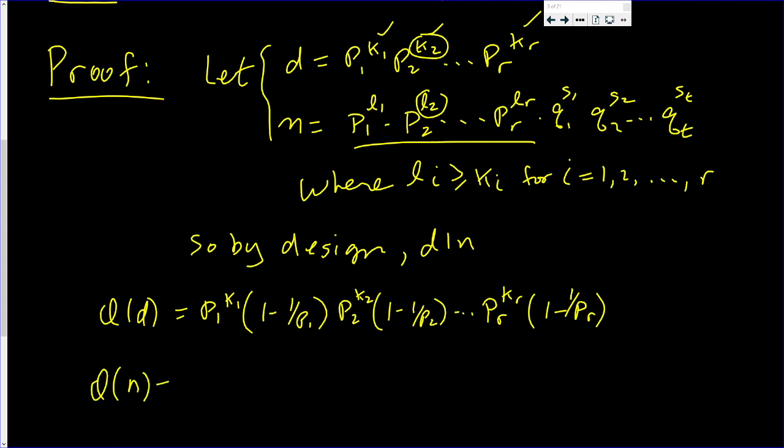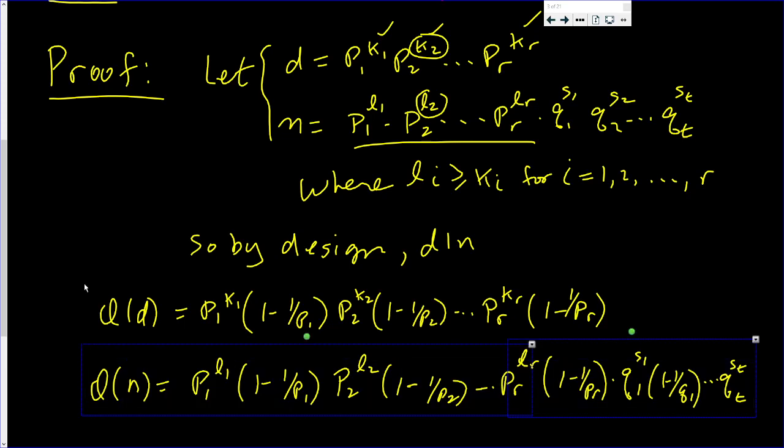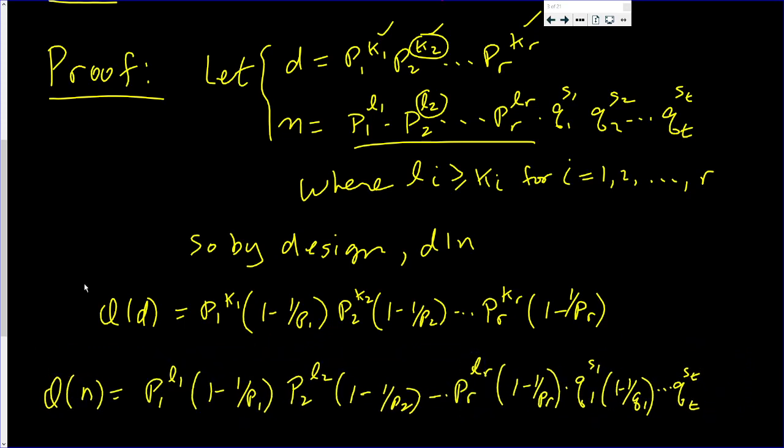While phi of N is P1 to the L1 times 1 minus 1 over P1 times P2 to the L2 times 1 minus 1 over P2, all the way up to P sub R to the L sub R power times 1 minus 1 over P sub R, times Q1 to the S1 times 1 minus 1 over Q1, all the way up to Q sub T to the S sub T times 1 minus 1 over Q sub T.